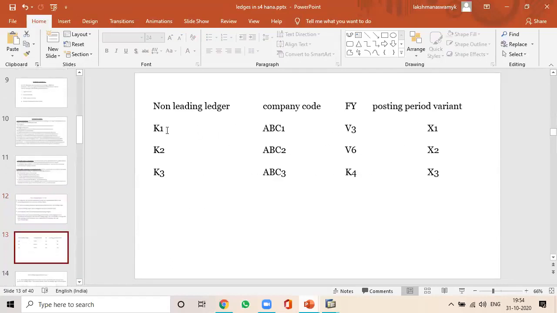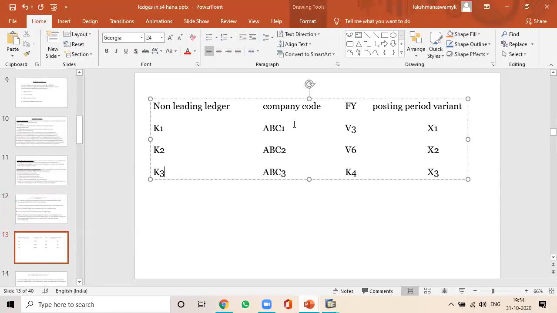That means non-leading ledger K1, K2, K3, company code ABC1, ABC2, ABC3, fiscal year V3, V6, K4, and posting period variant X1, X2, X3. That means non-leading ledger can have the same posting period variant and fiscal year variant same as the leading ledger. Otherwise, they can have a separate fiscal year variant and a separate posting period variant.